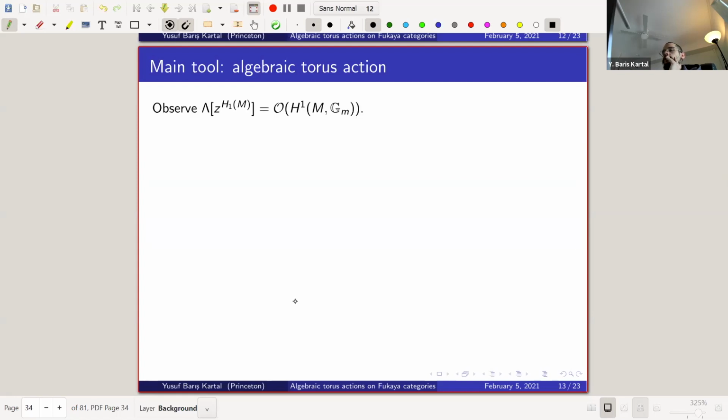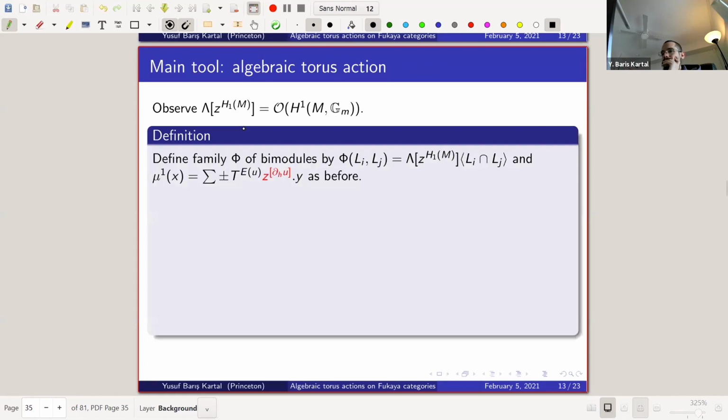Okay, so here is something I already told. The functions on the algebraic torus here are given by the group ring of the first homology. This is again a polynomial algebra, but you also invert all the variables. And I'm defining the family of bimodules. The family is defined in this way, as Sarah was suggesting.